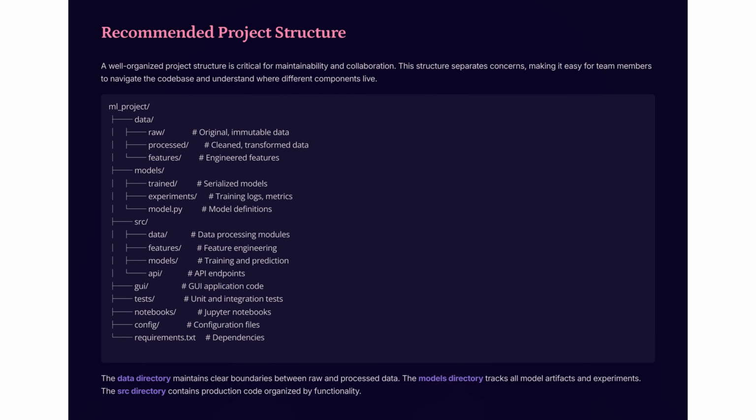A well-organized project structure enhances maintainability and collaboration. The ML project directory separates concerns, with data for raw and processed data, models for serialized models and experiments, and SRC for production code. This structure ensures clarity, allowing team members to easily navigate and understand the code base, facilitating efficient development and deployment.